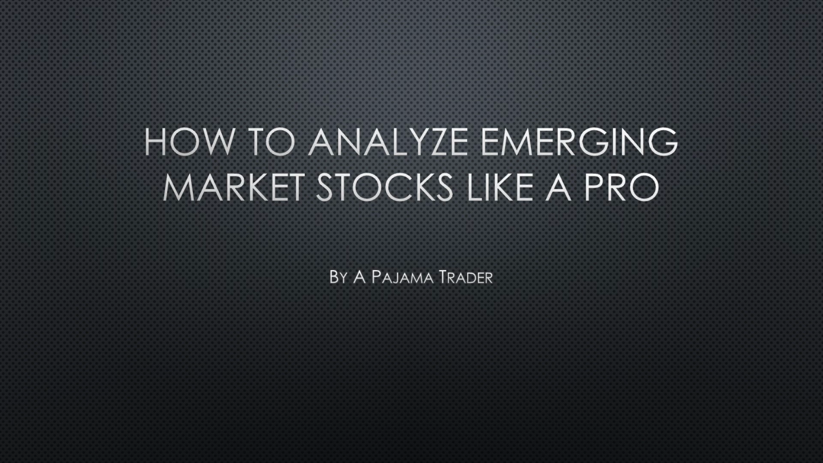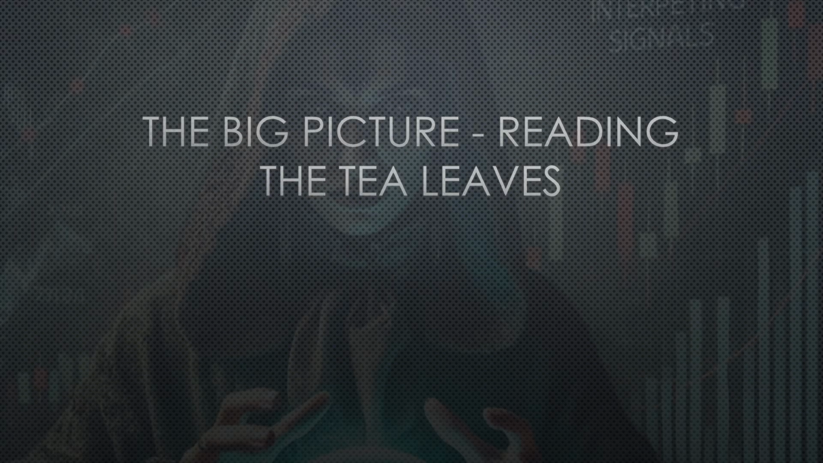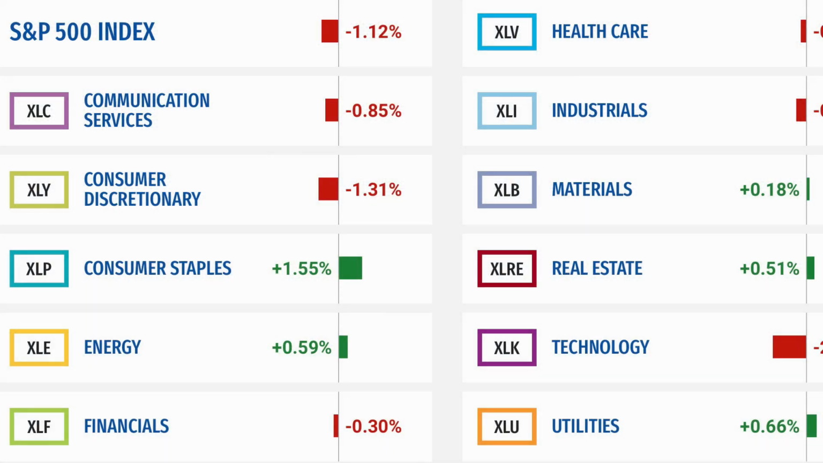Let's get into it. The big picture, reading the tea leaves. Here is the sector map, which you could probably find on sectorspider.com. Every day it gives an update as far as what sectors are performing, which ones aren't performing. In this picture, you'll see consumer staples was the leader. You see energy is also coming up, followed by utilities, real estate, and materials, where all others are sort of underwater.